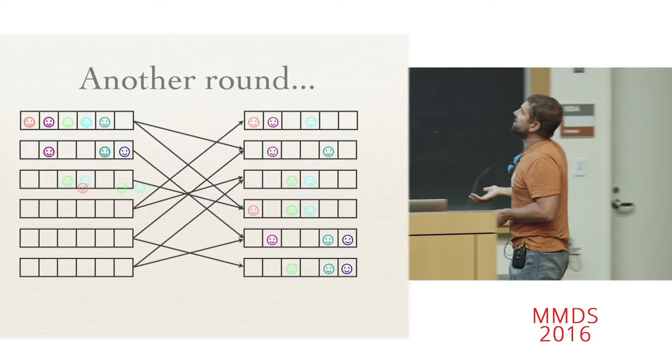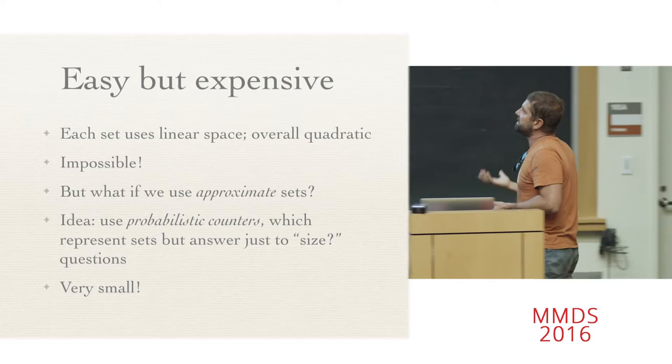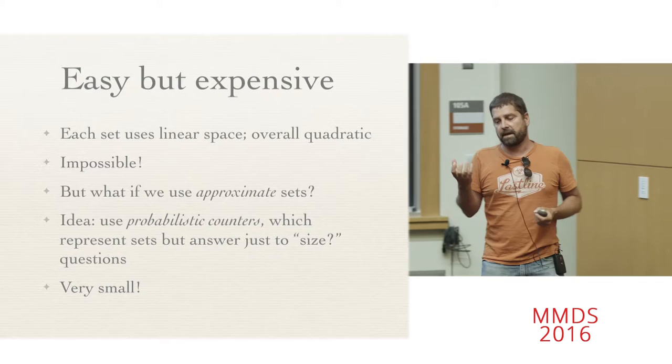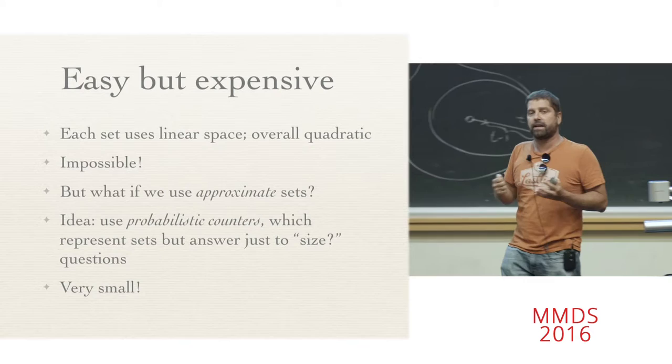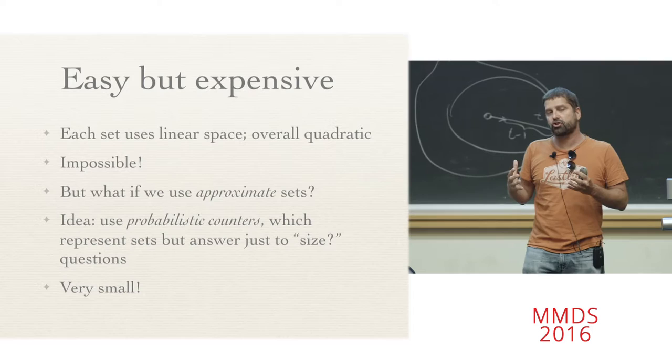So in principle, this is very simple. The complication comes in because, of course, you need quadratic space to keep this in memory, which you cannot do on the size of Facebook. So we will use approximate sets, and the idea is to use some very simple sketches that represent a ball set in such an approximate way that we can only ask for the size of the set. So it's a kind of totally degenerate dictionary. In fact, they are called probabilistic counters. But it's simpler to think of them as dictionaries that are so simple that you can only add elements and ask how many elements are in the dictionary.